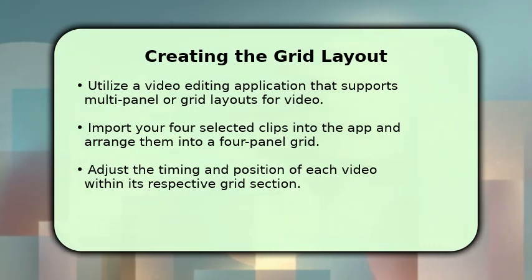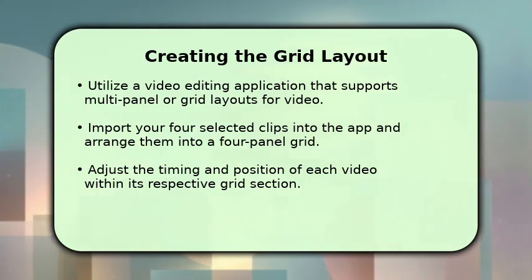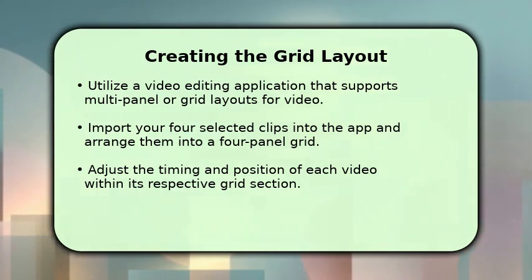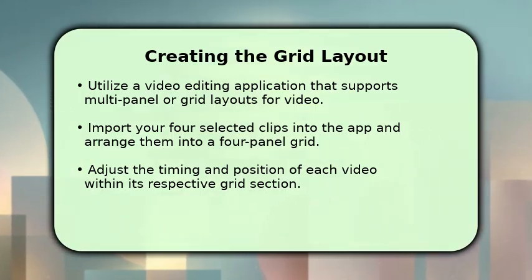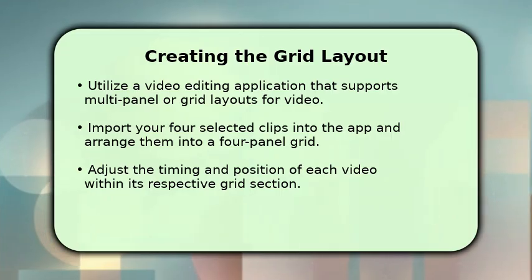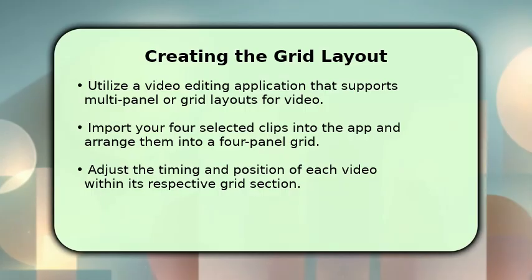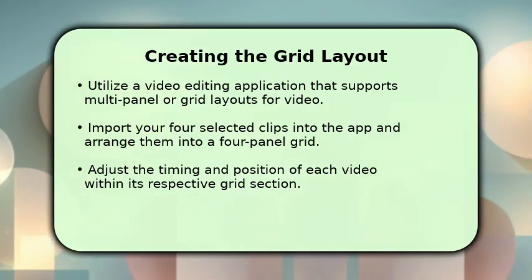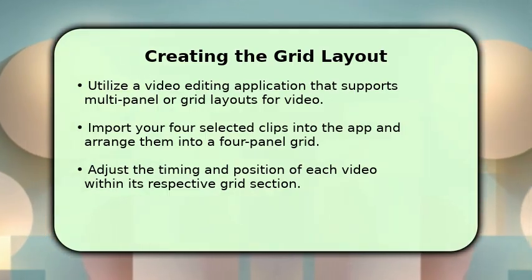You'll need a video editing app that offers a multi-panel or grid feature. Import your 4 prepared clips into the application. Carefully arrange each video into its designated quadrant of the 4-panel layout. Take your time to adjust the timing of each clip, ensuring they play smoothly and in sync, or create an interesting visual rhythm. This step is where your 4 individual pieces truly become one unified reel.